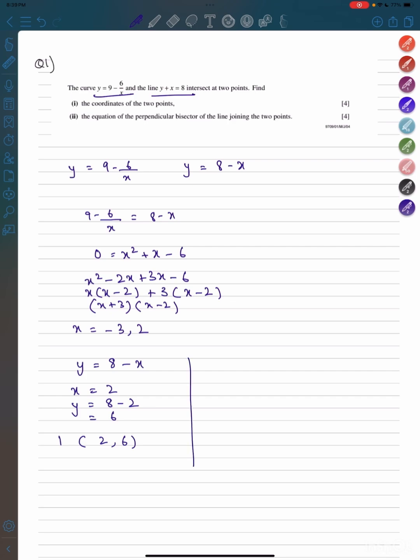Second point would be y equals 8 plus 3. y equals 11. Second point would be negative 3 and 11.